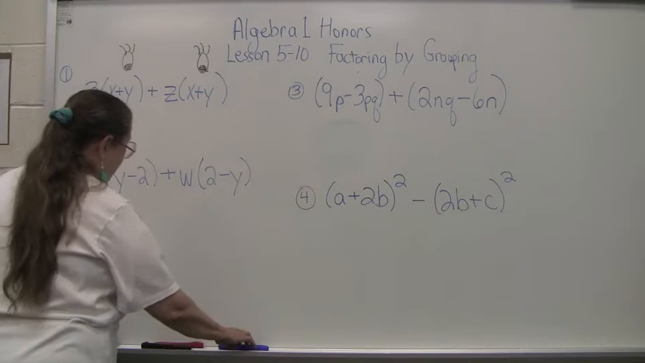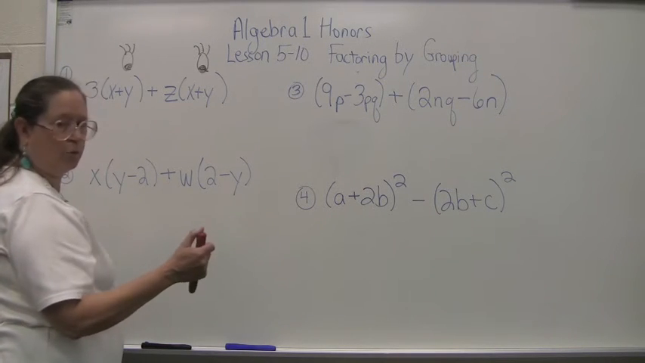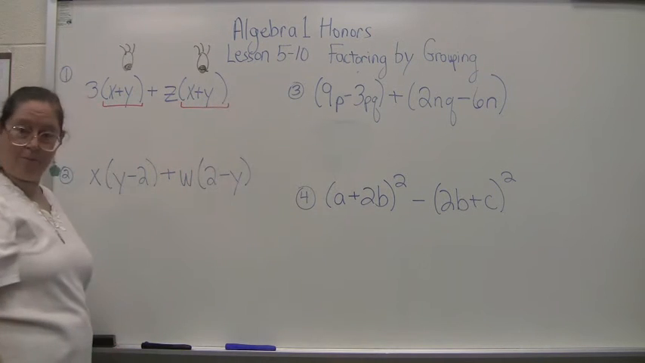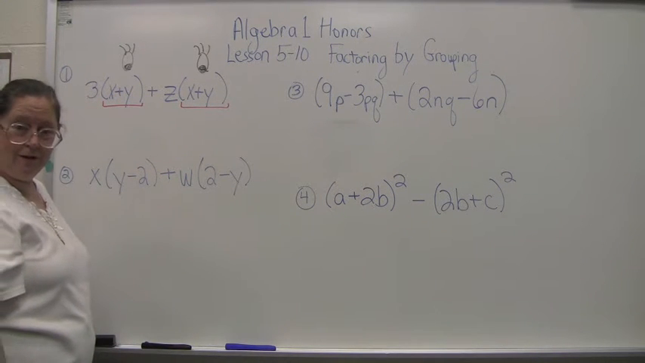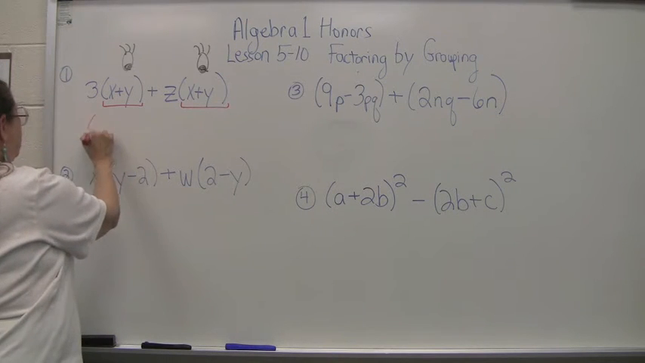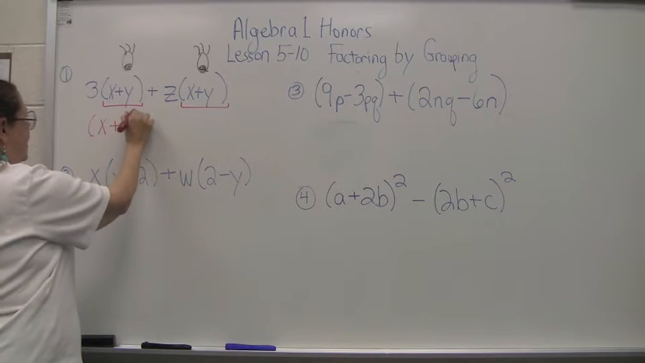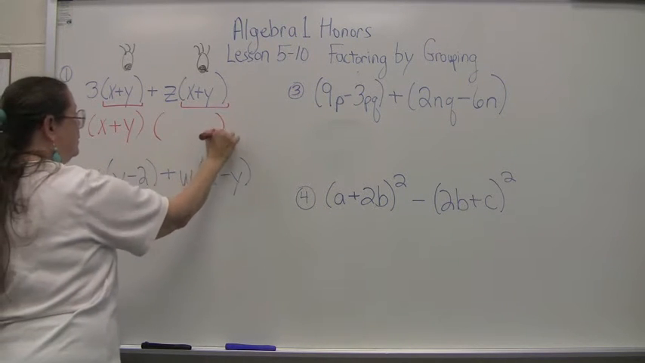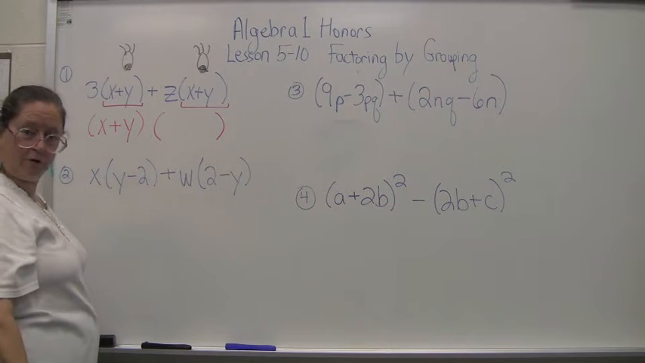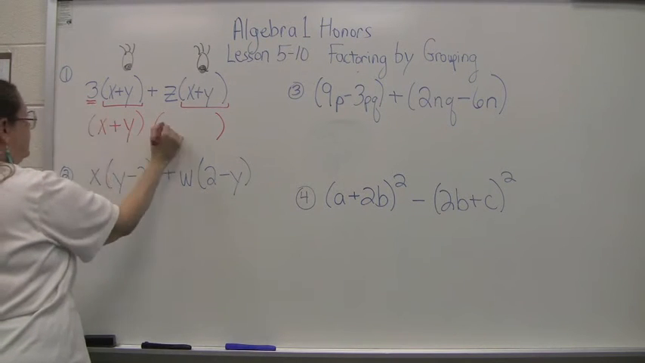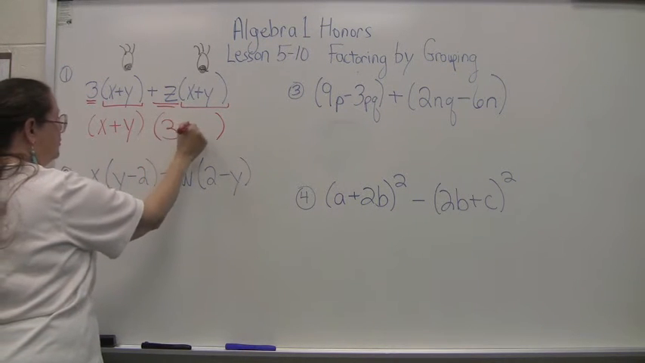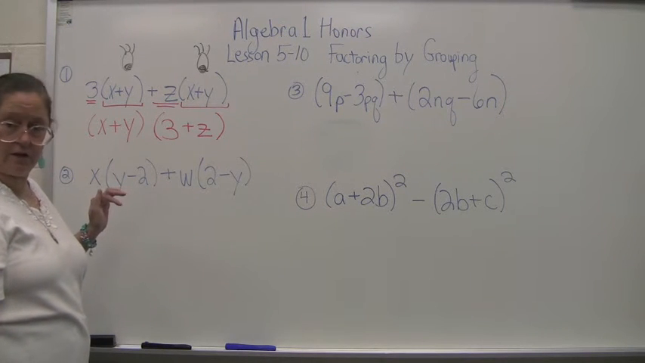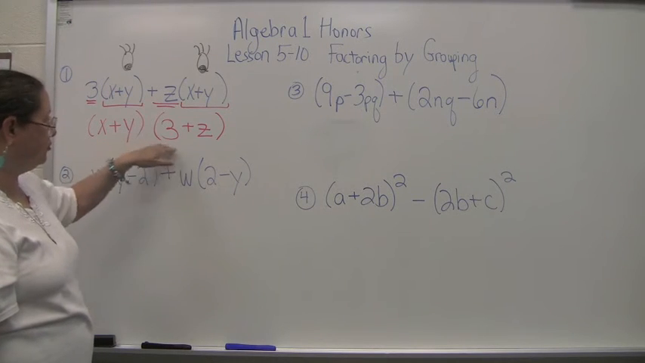So we're going to take the x plus y, okay, which is what our eyeballs tell us is common, and we're going to pull it out over here. We're going to write x plus y. Then we're going to make a second set of parentheses, and everything that's left over goes in there. 3 plus z. Okay? Now, the way we would check this is to FOIL these 2 binomials here.